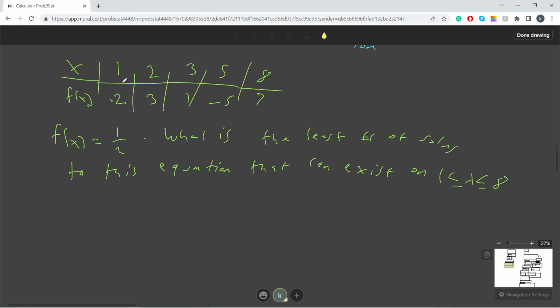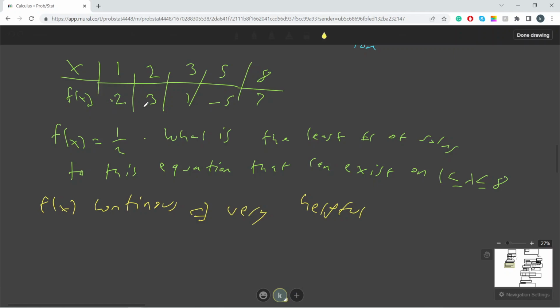So you see right here, the one important thing is that f of x is continuous. Very helpful. If it wasn't, then we wouldn't necessarily have a guaranteed solution. But since f of x is continuous, all we have to do is look at how the value of f of x changes across this interval 1 less than or equal to x less than or equal to 8.